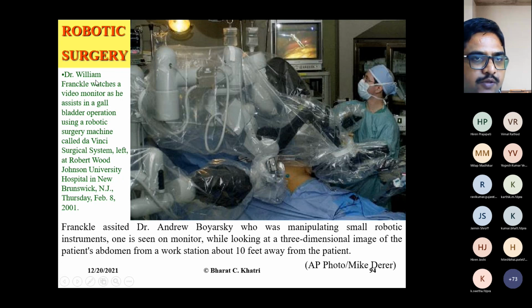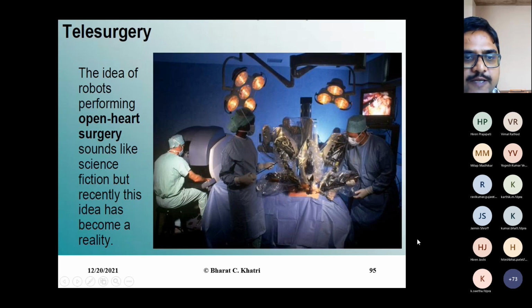So this is done by Dr. William Franke, watching a video monitor, right? And this operation was carried out in 2001. Open heart surgery is done by the robot. Here you can see.